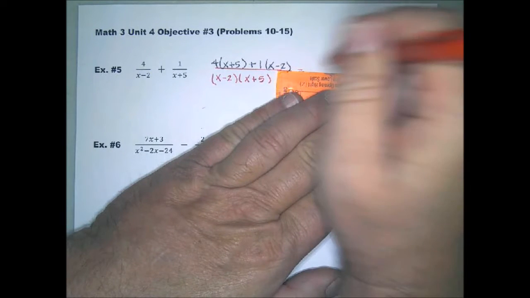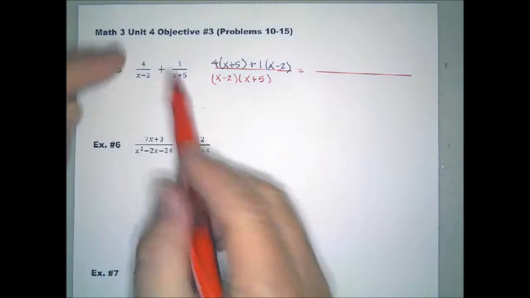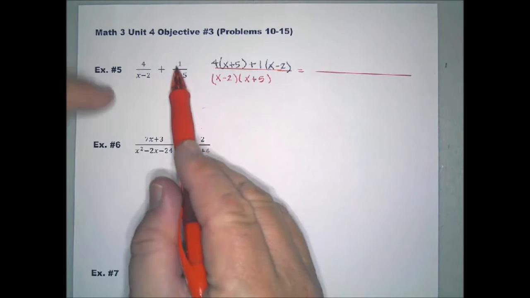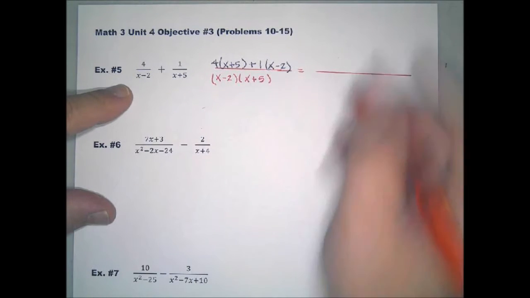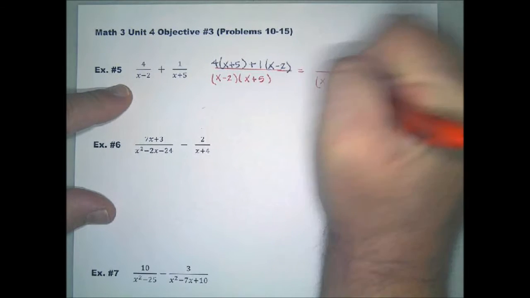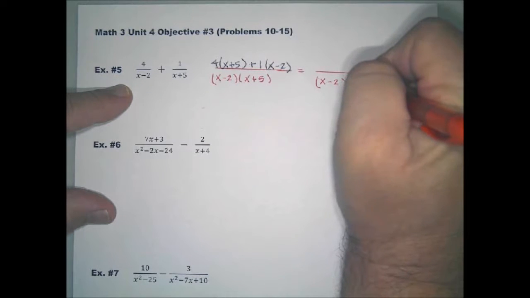So, everybody now has everything they needed. The 4 needed to get the x plus 5, the 1 needed to get the x minus 2, and now we're ready to bring these two together through addition. We know the common denominator is x minus 2, x plus 5.